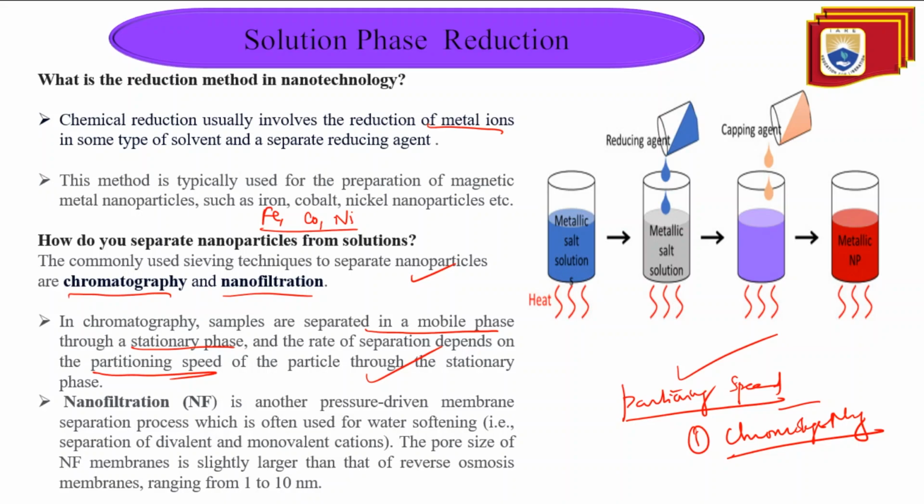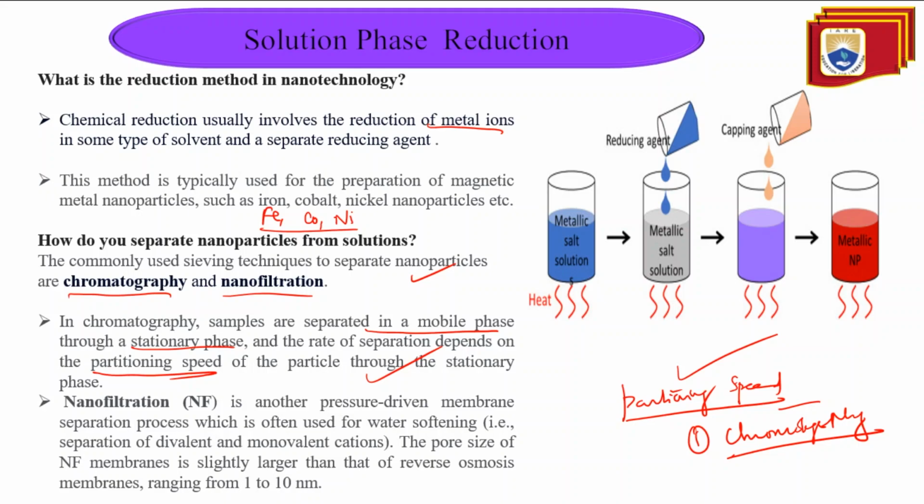That is, we use it to separate divalent and monovalent cations. So divalent and monovalent cations can be separated, and that is why we say nanoparticles can be separated from solutions. So nanofiltration is a pressure driven membrane process, often used for water softening, and water softening is the separation of divalent and monovalent cations.